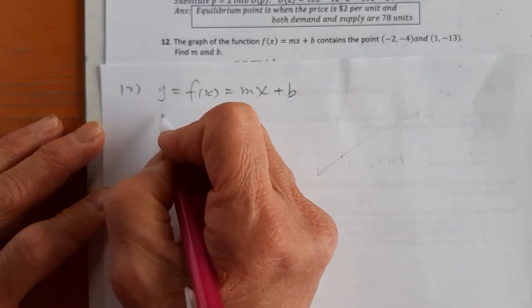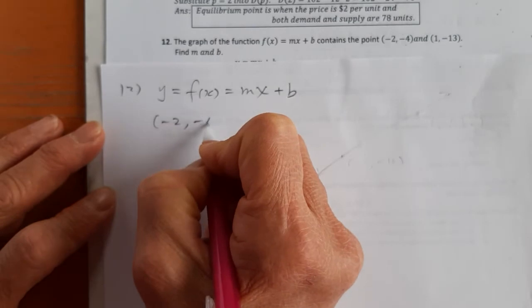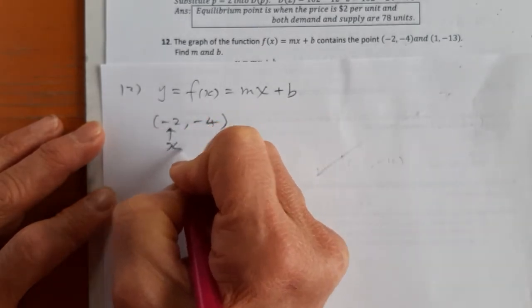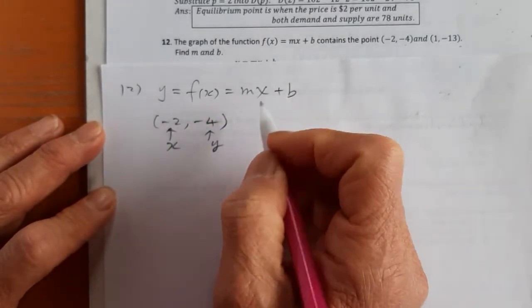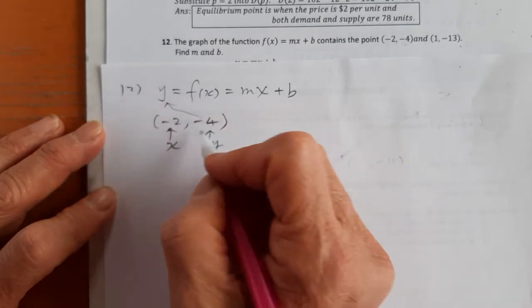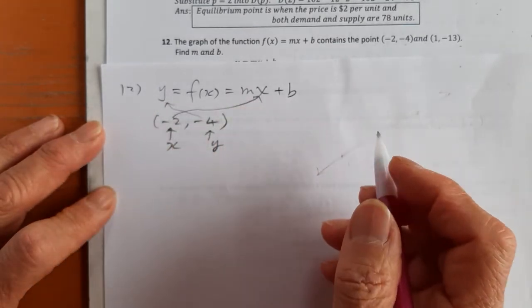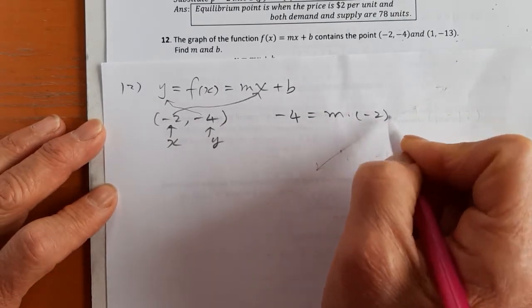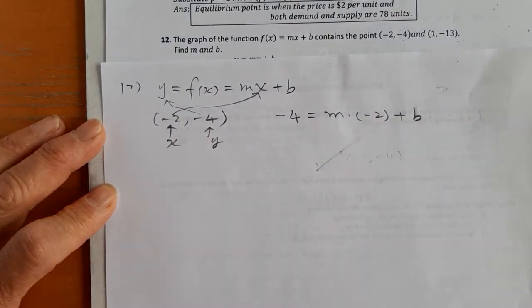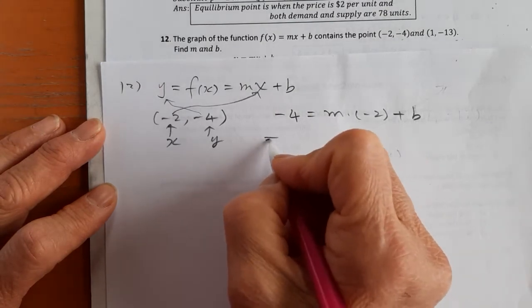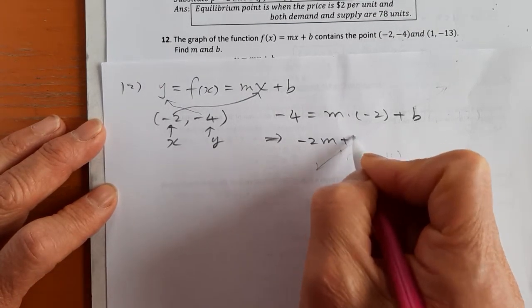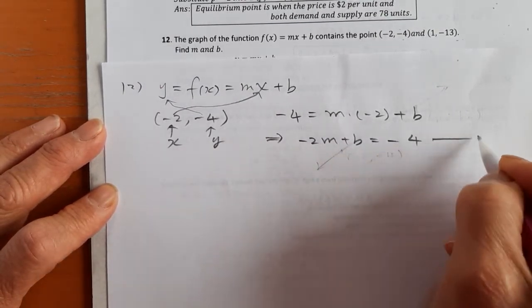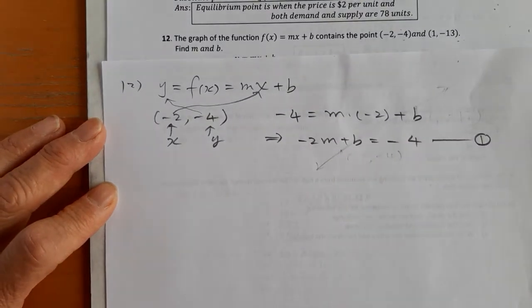First one is (-2, -4): this goes in x, this goes in y. So y is -4, x is -2, plug in. We get -4 equals m times -2 plus b. That is -2m plus b equals -4, and this is the first equation.